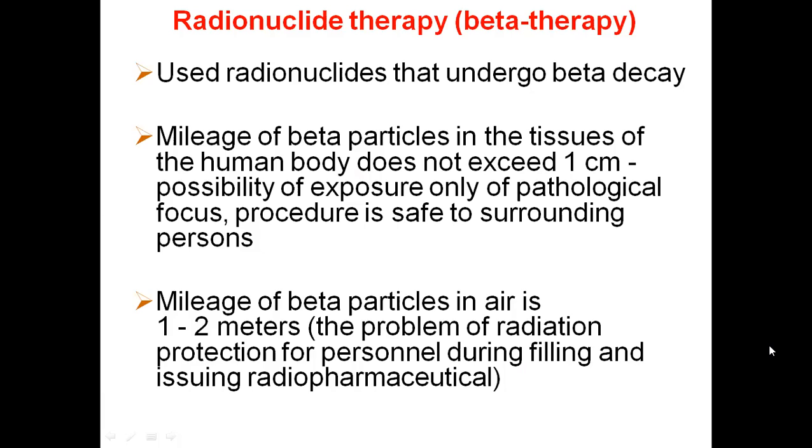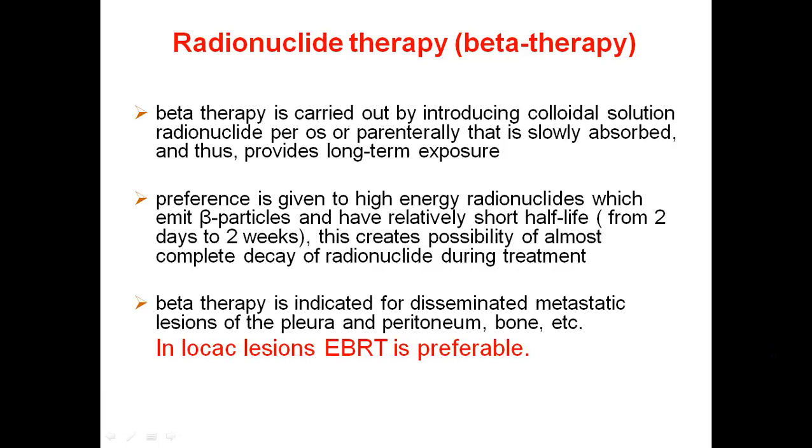Radionuclide therapy or beta therapy uses radionuclides that undergo beta decay. The range of beta particles in the tissues of the human body does not exceed 1 centimeter. It gives the possibility of exposure of only the pathological focus. The procedure is safe to surrounding persons. The range of beta particles in air is about 1-2 meters, and this raises the problem of radiation protection for personnel during filling and issuing of radiopharmaceuticals. Beta therapy is carried out by introducing a colloidal solution of radionuclide per os or parenterally that is slowly absorbed and thus provides long-term exposure.